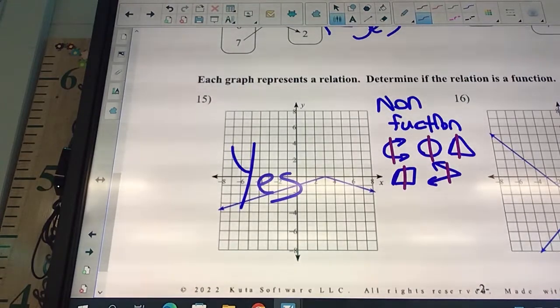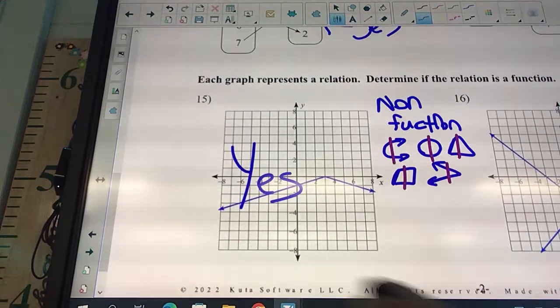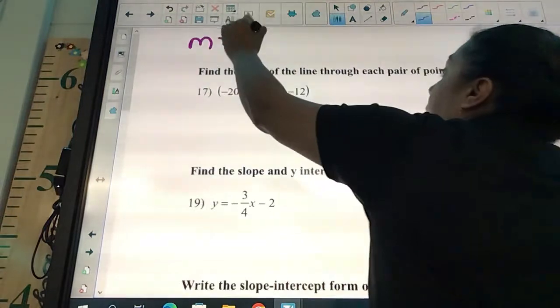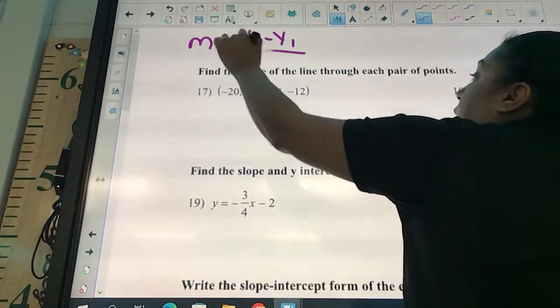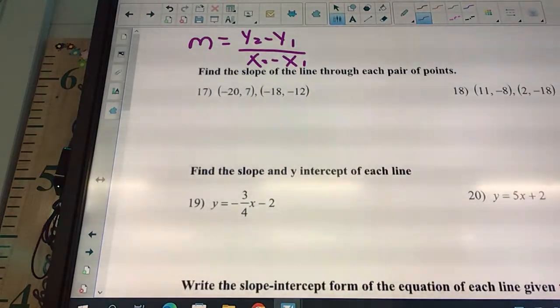Okay, the next section on here is slope. Find the slope through each pair of points. What is the slope formula? Yeah, so we got m equals y2 minus y1 over x2 minus x1. Make sure that you have that formula on your page somewhere.